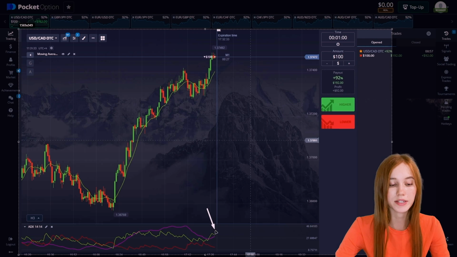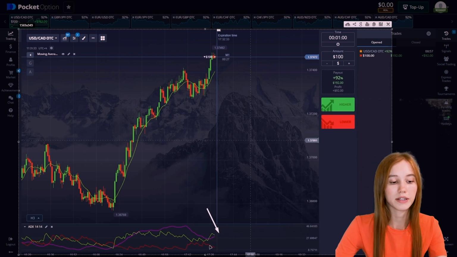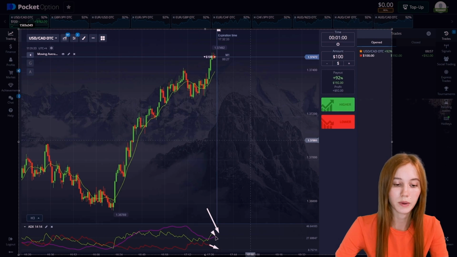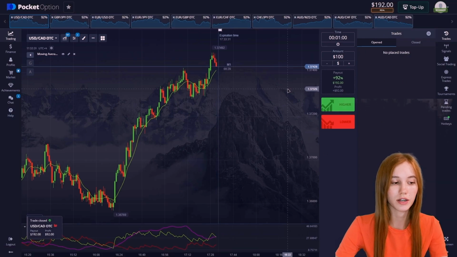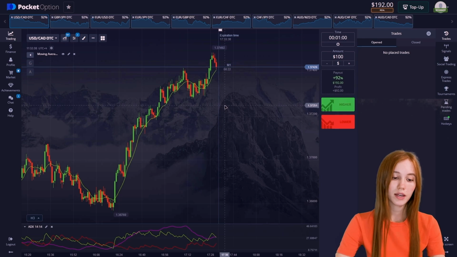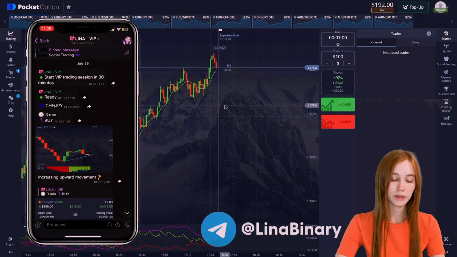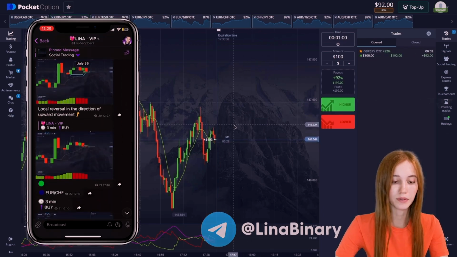The green line is directed downward, like the red one. But the red one is directed smoothly downwards and the green one is directed sharply, which means a possible quick change in trend. Unfortunately, it took me a long time to explain, but we see that the balance has become greater. It's currently 192.